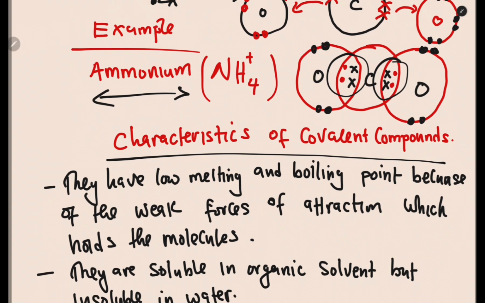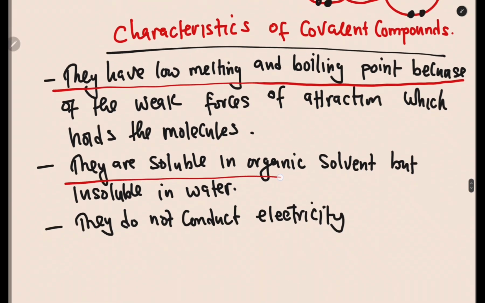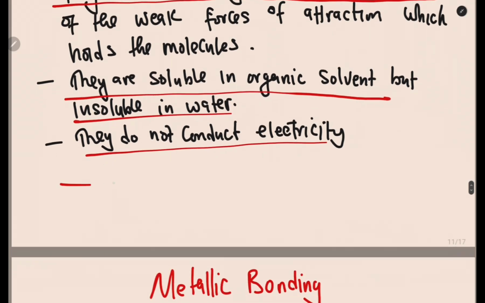So characteristics of covalent bond, we can look at they have low melting and boiling points. So it's just the opposite of ionic bond. They have low melting and boiling points because of the weak forces of attraction which holds the molecule. They are soluble in organic solvent, but insoluble in water. They do not conduct electricity. In addition to that, they are volatile. They easily escape. So this is very important.